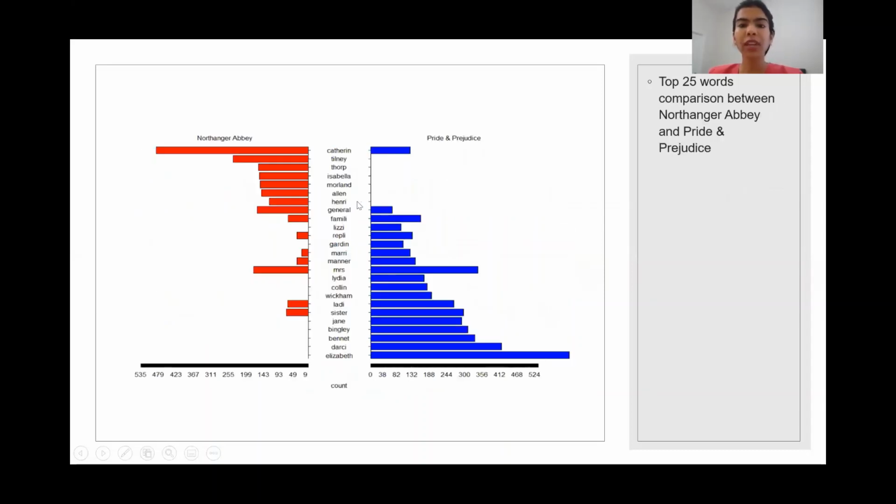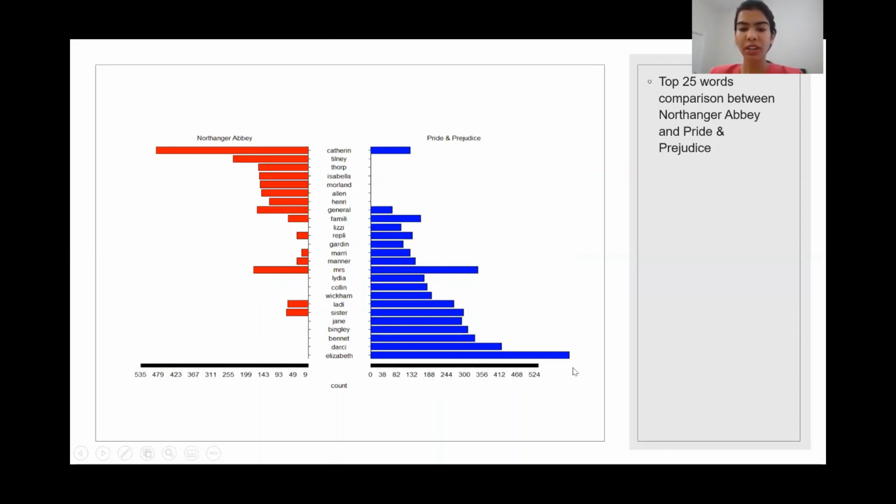After doing this, the second important thing I tried was to pick 2 different books, find the count of the top 25 words, and see how they relate to each other. Here we can see that the word Catherine was shared between Northanger Abbey and Pride and Prejudice, but Northanger Abbey has a higher count of Catherine than Pride and Prejudice. Likewise, Elizabeth is a word that is shared by Pride and Prejudice and not by Northanger Abbey, and in that case, Pride and Prejudice has the maximum count of Elizabeth.